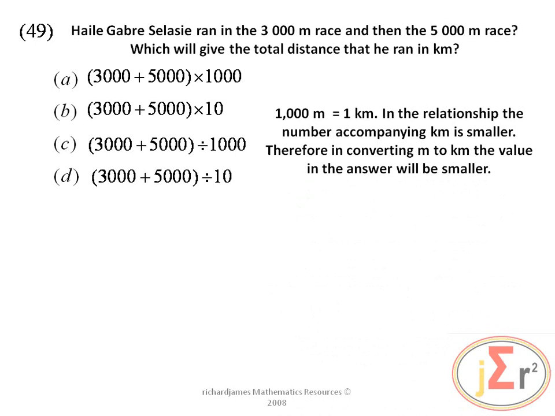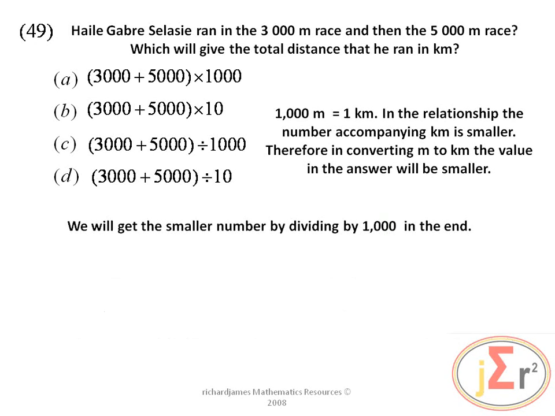In the relationship, the number accompanying kilometer is smaller. Therefore, in converting from meter to kilometer, the value in the answer will be smaller. We will get the smaller number by dividing by 1,000. So we are going to be dividing by 1,000. When we have found the total number of meters ran, then we will divide that by 1,000 in the end.